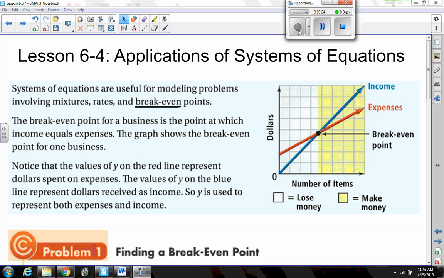There are many useful real-world applications of what we've been talking about in our past few lessons. The first thing that we're going to look at as an application of systems of linear equations is something called the break-even point.